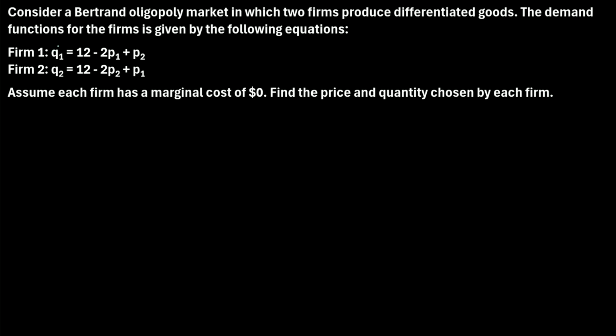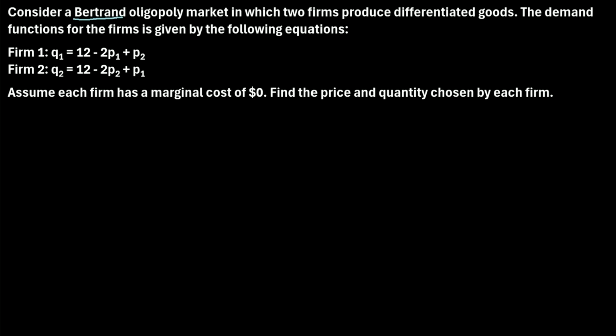Firm 1 has the following demand function. Q1, the quantity produced by firm 1, will be equal to 12 minus 2P1, the price set by firm 1, plus P2, the price set by firm 2. And firm 2 has a similar demand function. Q2 is equal to 12 minus 2P2 plus P1. Assume each firm has a marginal cost of $0. Find the price and quantity chosen by each firm.